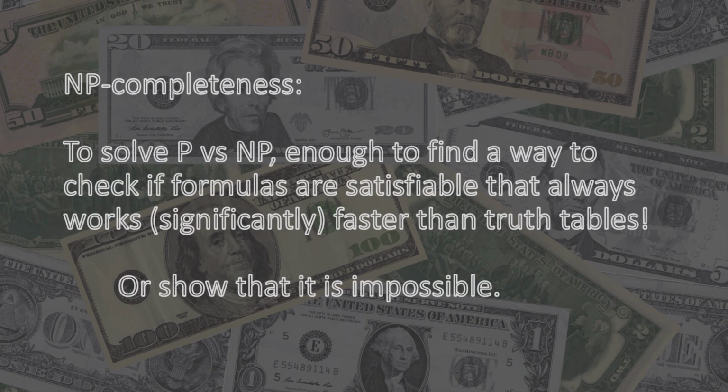So the only thing you need to do to solve the P versus NP problem and get the prize is to figure out if there is a way to check if formulas are satisfiable that always, and that's the caveat here, always works noticeably faster than truth tables. That's all. You have all the information you need to start solving it. Or you could show that it's impossible. Then people in aircraft design would not be as happy, but the cryptographers will be praising you, and you get an instant PhD and $1 million.